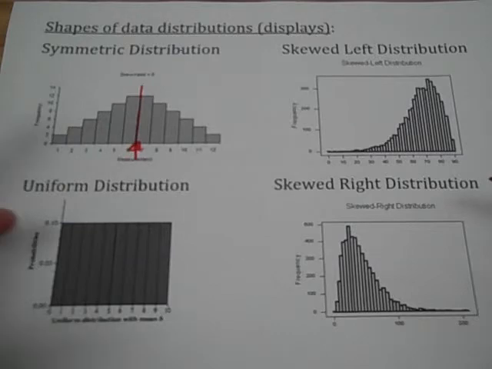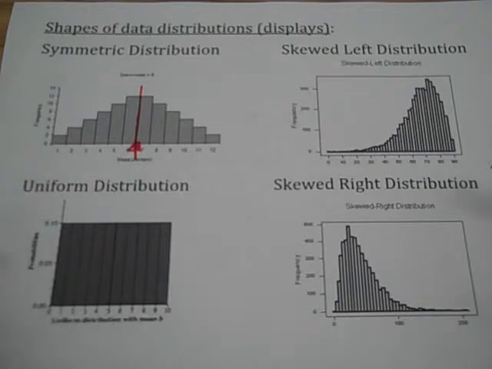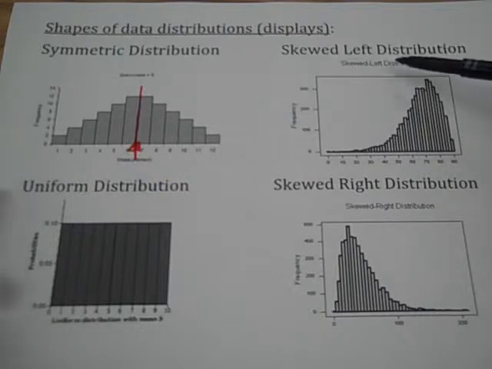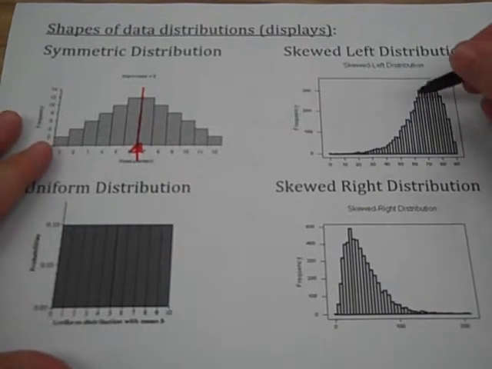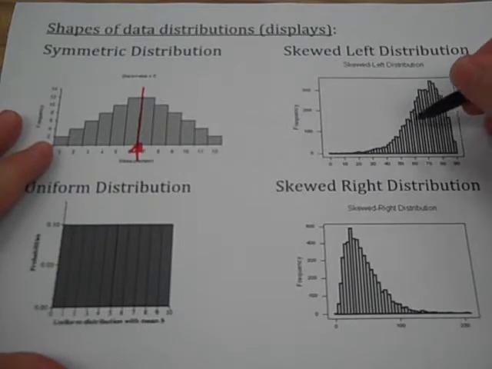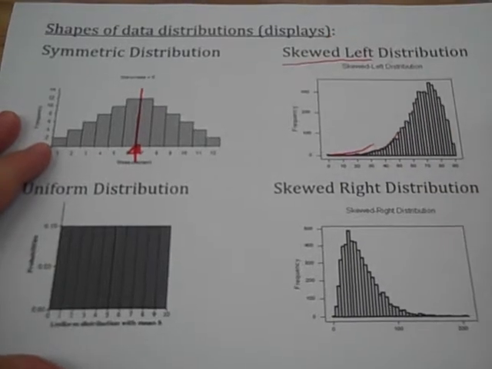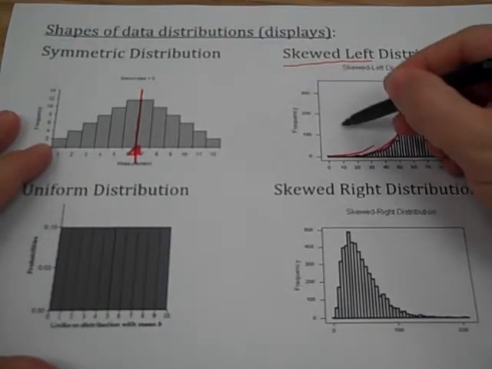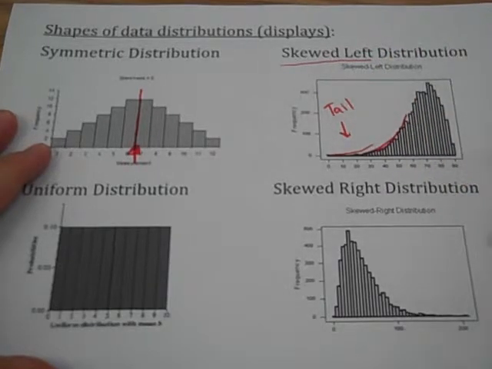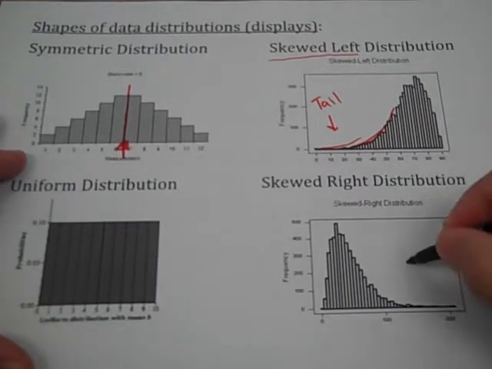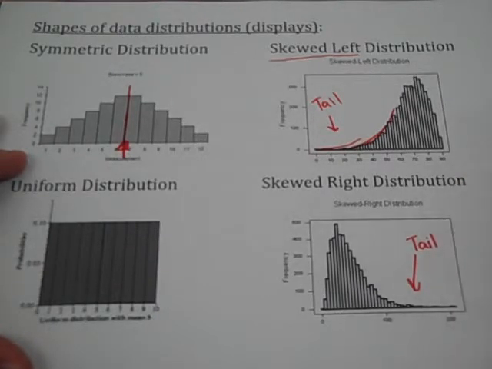A uniform distribution looks a lot like this. Sometimes it won't be perfectly flat on the top, but it'll be close enough. That means that any data point here has occurred about the same amount of times. If I have a graph where I have a whole lot of data points here and then it kind of slopes off to the left, I'll call that data skewed left. So we kind of have what's called a tail. And we name the distribution where the tail goes. The tail goes to the left here, so we call it skewed left. Down here, we call this skewed right because the tail goes to the right.